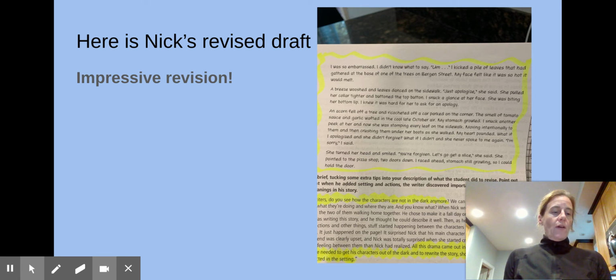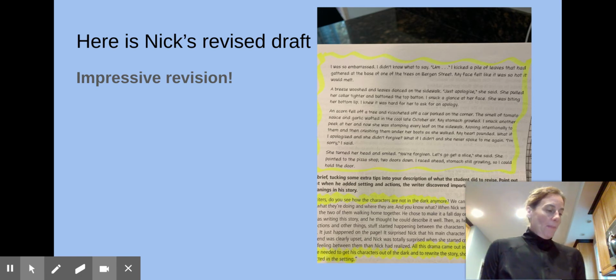An acorn fell off the tree and ricocheted off a car parked on the corner. The smell of tomato sauce and garlic wafted in the cool late October air. Ooh, kind of like right now. My stomach growled. I snuck another peek at her, and now she was stomping every leaf on the sidewalk, moving intentionally to them and then crushing them under her boots as she walked.